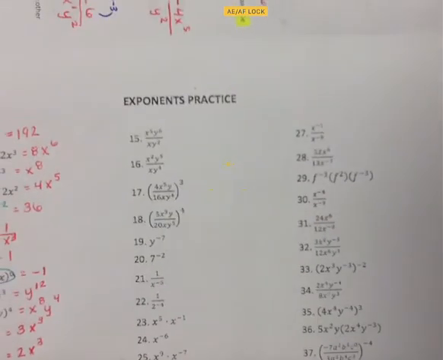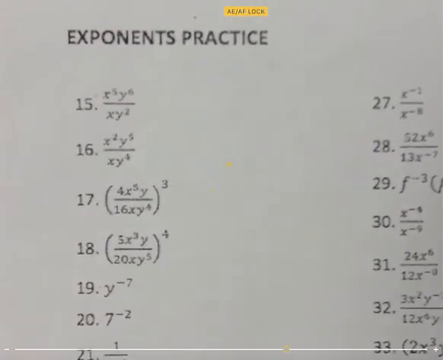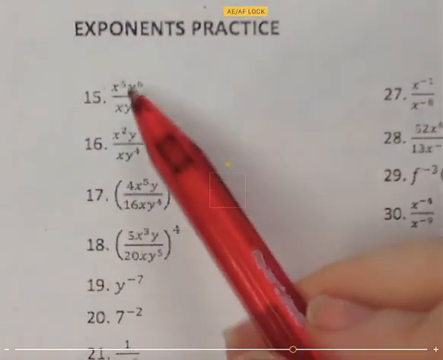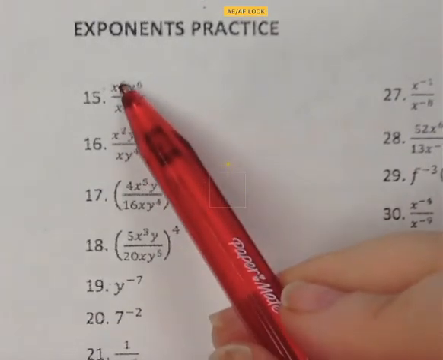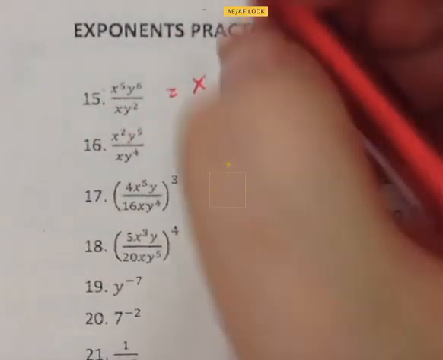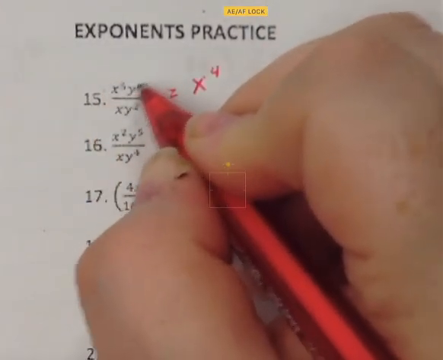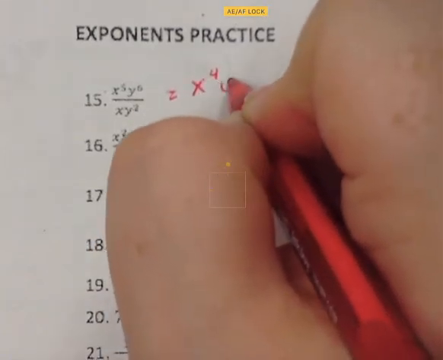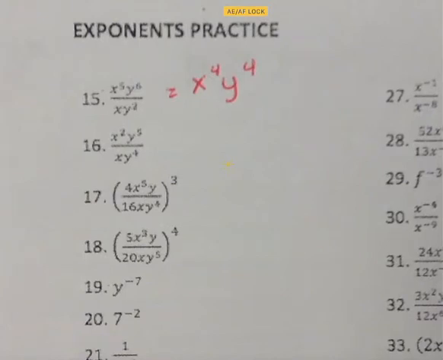So moving on to number 15. 15 looks like I can probably do it on this paper. It is division. It's x to the 5th divided by x. The x to the 5th is bigger, so we're going to keep the x on the top. And it's going to be 5 minus 1 is 4. Then we have a base of y. It's y to the 6th divided by y squared. The 6 is bigger, so the base will stay on the top. 6 minus 2 is 4. So it's x to the 4th, y to the 4th.